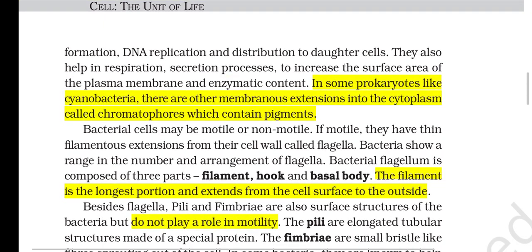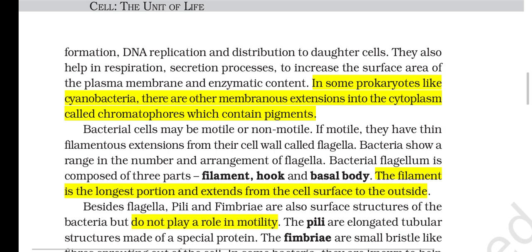They also help in respiration, secretion processes to increase the surface area of the plasma membrane and enzymatic content. In some prokaryotes like cyanobacteria, there are other membranous extensions into the cytoplasm called chromatophores which contain pigments.